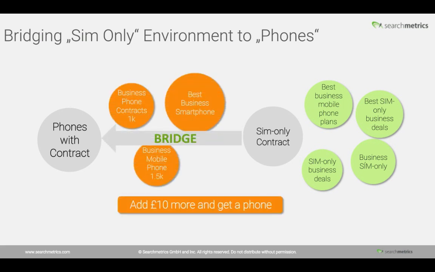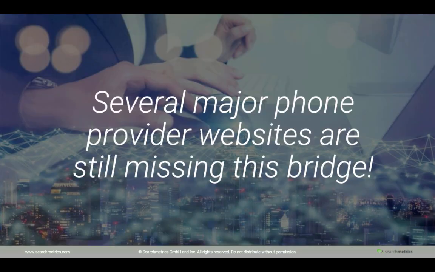So for instance, you can try to offer some content about utilizing smartphones for your business. Then on top, maybe try to persuade this user, telling him, if you buy this SIM only contract and you add a little bit on top per month, you basically get a business phone, for instance. Yeah. And what you're seeing from your analysis is that all of the major phone providers are missing those connections to other offers and stuff.